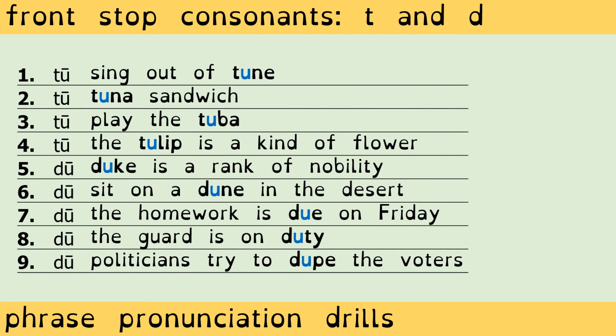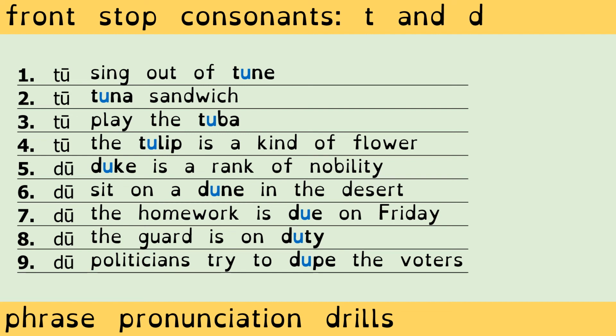The long U sound. Number 1. Two. Sing out of tune. 2. Two. Tuna sandwich. 3. Two. Play the tuba. 4. Two. The tulip is a kind of flower.